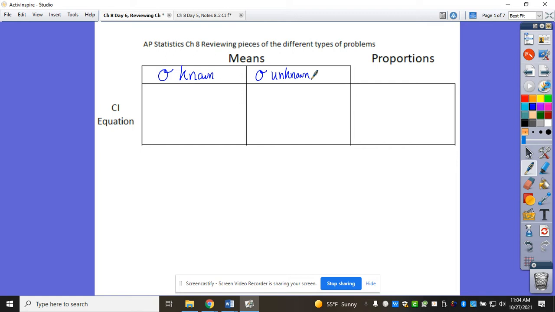What is my confidence interval equation when sigma is known? So what does the confidence interval equation start with? I'm dealing with means before that, so it's x bar what? So when sigma is known, I use z. What goes here?